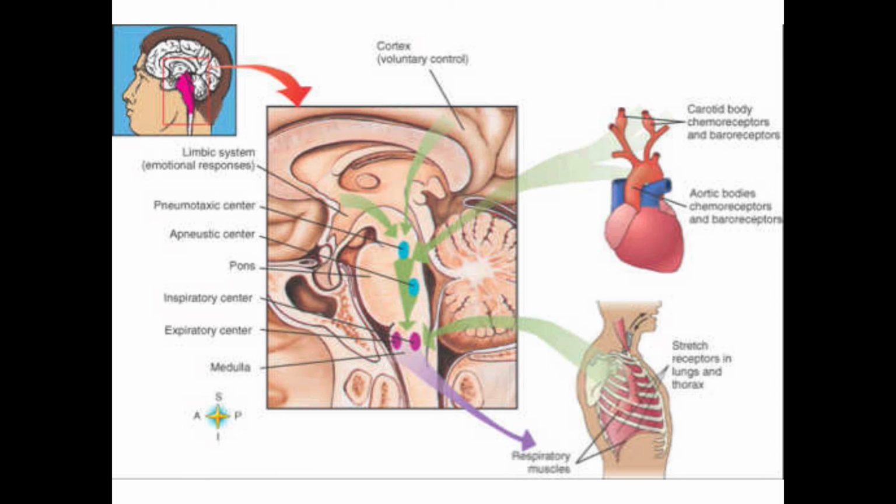What I want you to appreciate is that this is a complex system. The pons and the medulla are the two primary areas of the brainstem that control respirations, even though they do have some external input from other areas of the brain. For example, if I told you right now, take a deep breath in, the reason you're able to do that is because you're able to voluntarily control and send a message to the pons to do that, and to cause the diaphragm to contract.